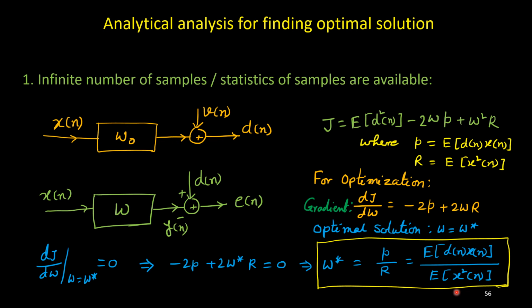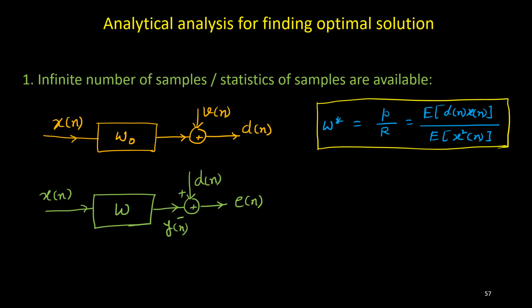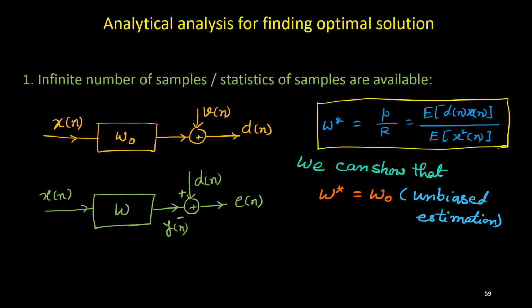So this is one interesting result for an infinite number of samples. Okay, it is simply p upon R, expected value of dn xn upon expected value of x square n. So if you have these statistics, we can compute the best one. Now it is interesting to know whether this w star is actually the same as w naught or not. Okay, because our objective is to find this unknown filter coefficient w naught. So we will get the best one as w star, and we can show that this w star is actually nothing but w naught, and this is called unbiased estimation.